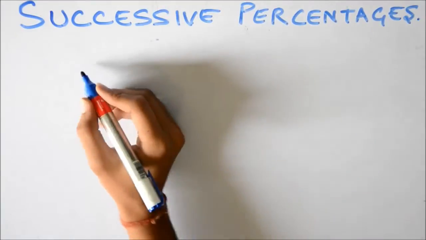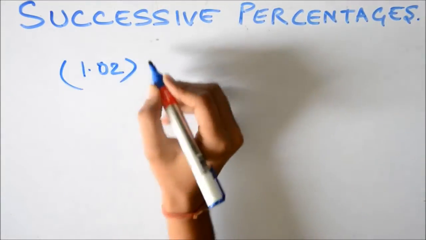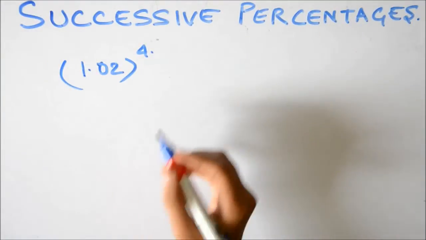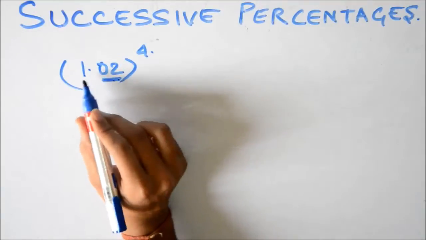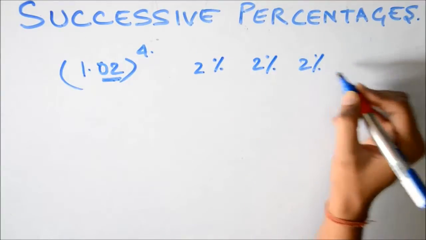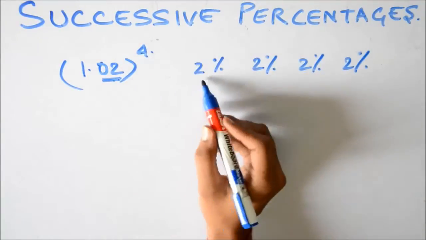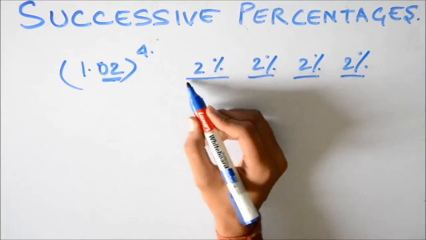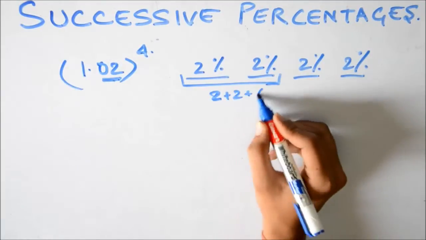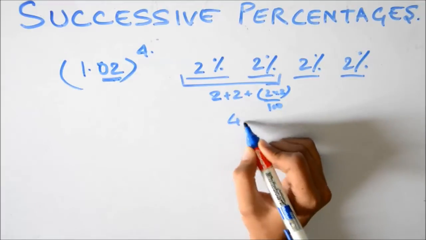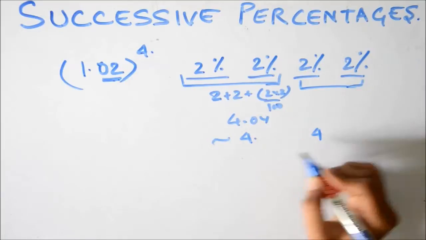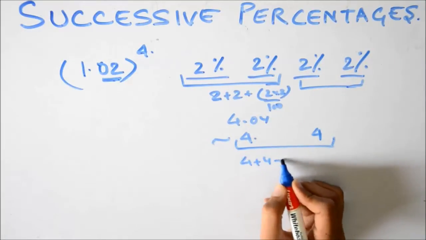Now suppose you have to calculate 1.02 to the power 4. Right? Now it's very lengthy to actually calculate 1.02 to the power 4. Now you can see it as a 2% increment on 1. So there's a 2% increment 4 times, to the power 4. What is the equivalent of 2 plus 2 plus 2 into 2 by 100? That is 4.04. You can approximate it to be 4. Okay. Again 4 and 4 is 4 plus 4 plus 16 by 100.